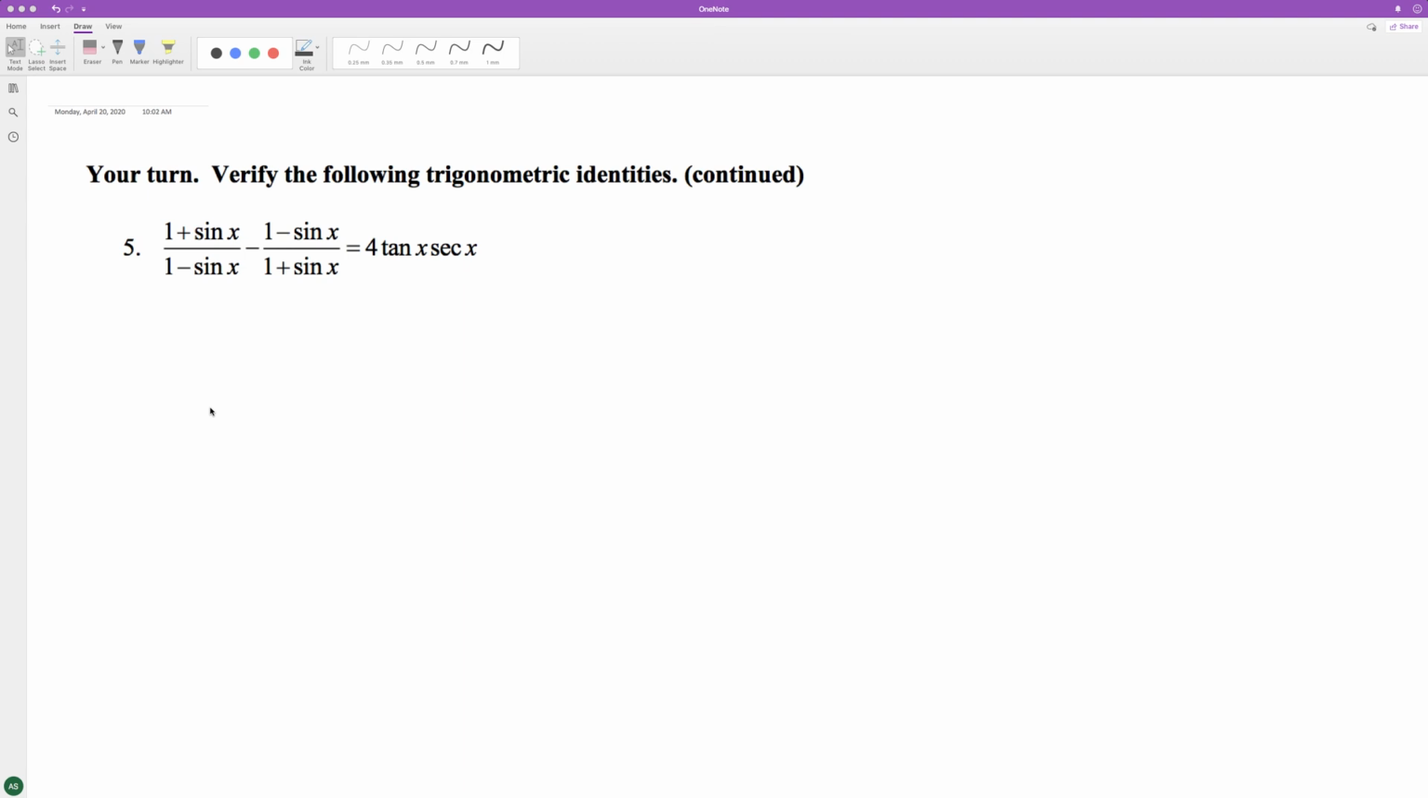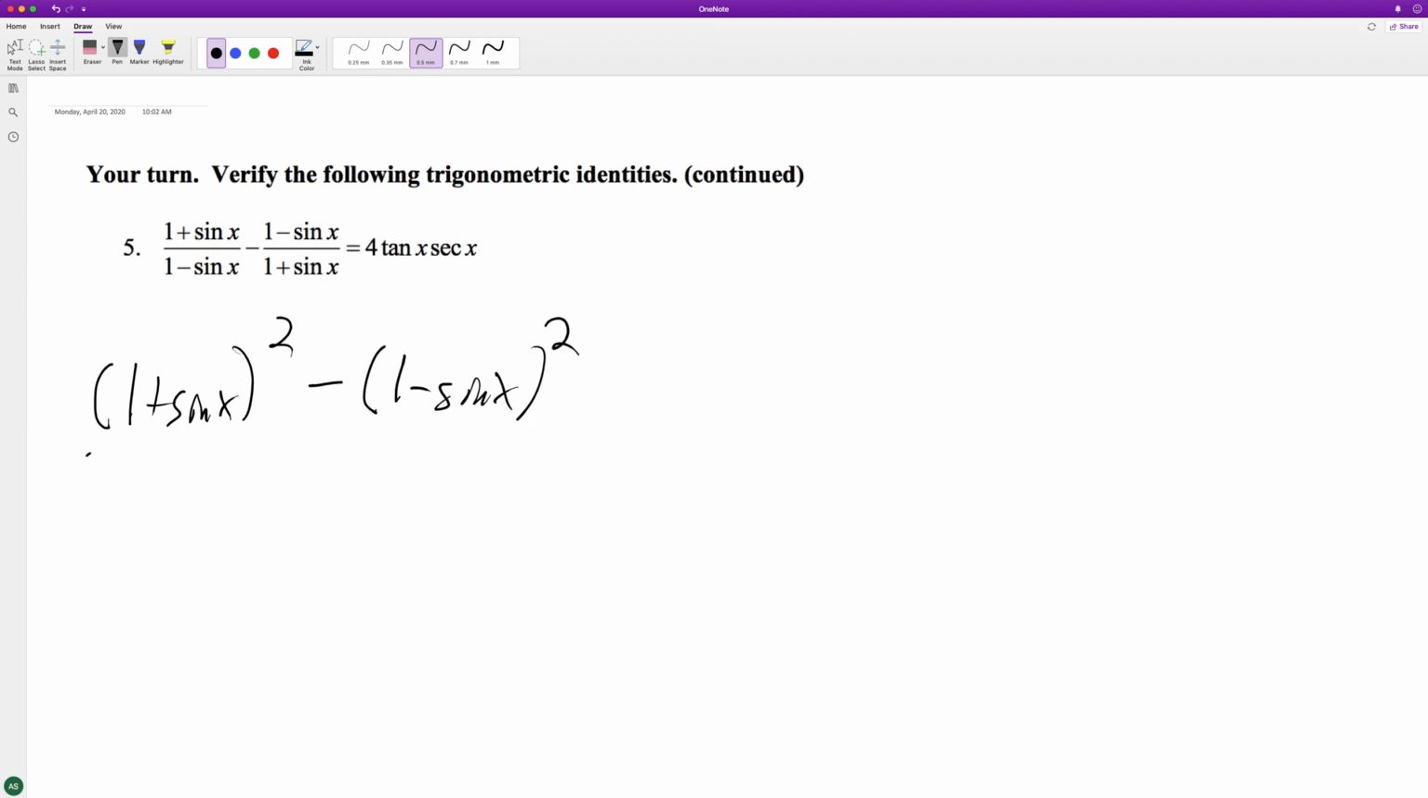Prove the following trig identity. So what we'll do here is we'll get a common denominator. So that's just going to be 1 minus sine x and then 1 plus sine of x. So here we'll end up with (1 plus sine of x) squared minus (1 minus sine of x) squared. This is all over 1 minus sine of x, 1 plus sine of x.